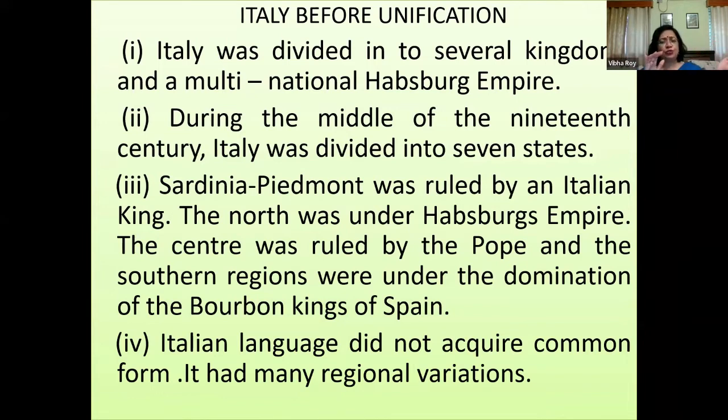Sardinia-Piedmont was ruled by an Italian king. The north was under the Habsburg Empire. The center was ruled by the Pope, and the southern regions were under the domination of the Bourbon King of Spain. So different rulers in different places of Italy. The Italian language did not acquire a common form and had many regional variations. So they did not have a common language also.